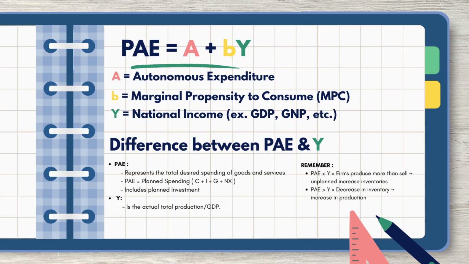Some key things to remember is that when planned aggregate expenditure is less than actual aggregate expenditure, firms produce more than they sell, which can lead to unplanned increase in inventories. But when planned aggregate expenditure is greater than actual aggregate expenditure, this causes a decrease in inventory, which also can cause an increase in production.